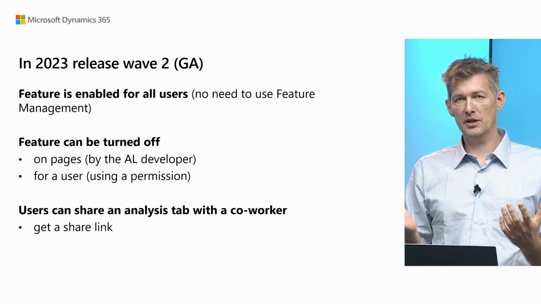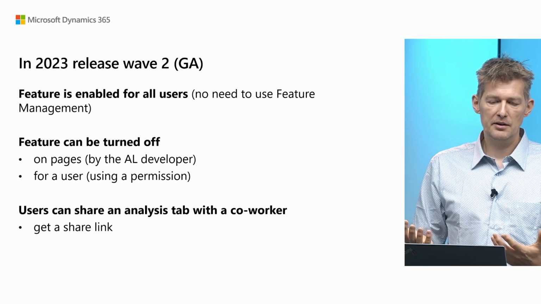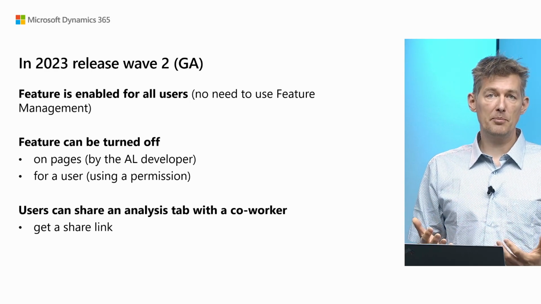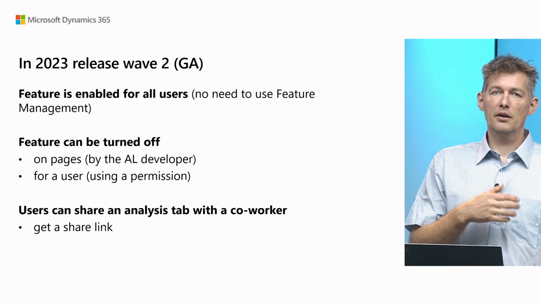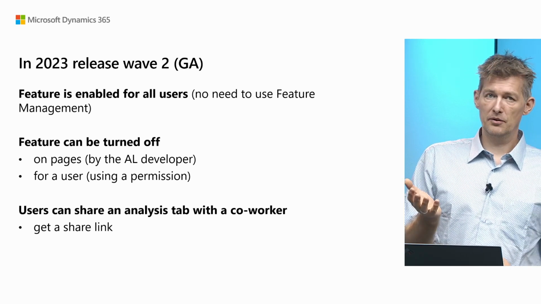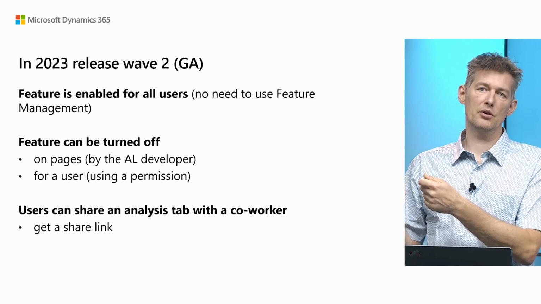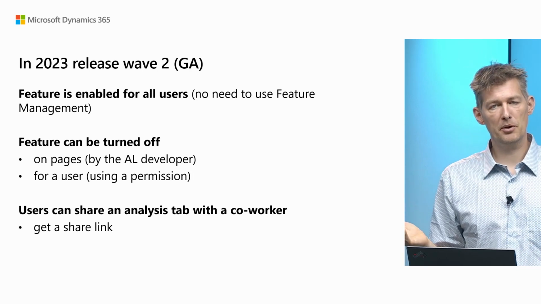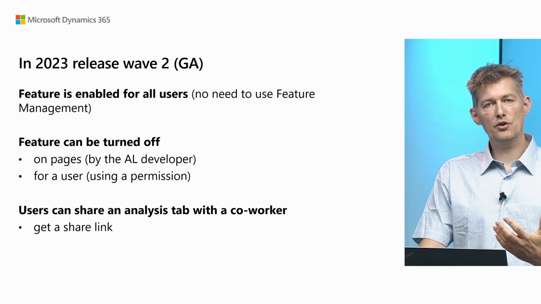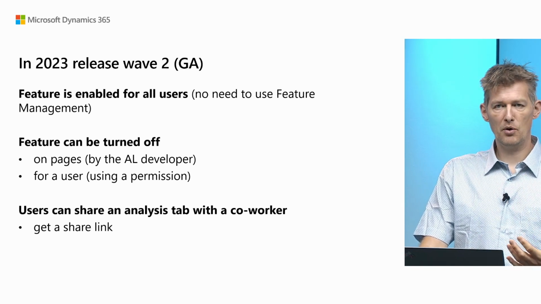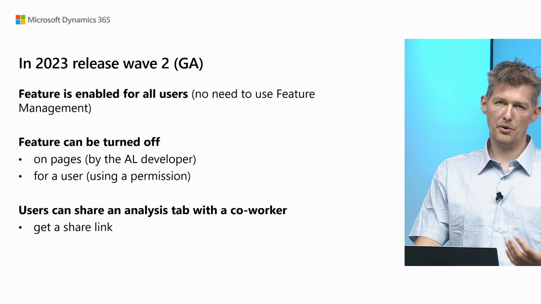Where Microsoft, we abbreviate everything. So generally available, we call that GA. It's the same thing. So the feature is enabled for all users. You don't need to use feature management anymore. The feature can be turned off either by a developer who says this is not something you can analyze, or with a permission. I'll come back to the permission part. And not only can users save reports for later, they can actually share them with coworkers and friends. I'll show you that later as well.